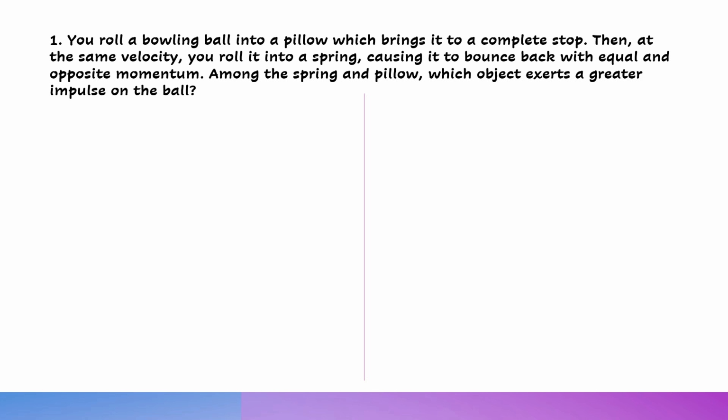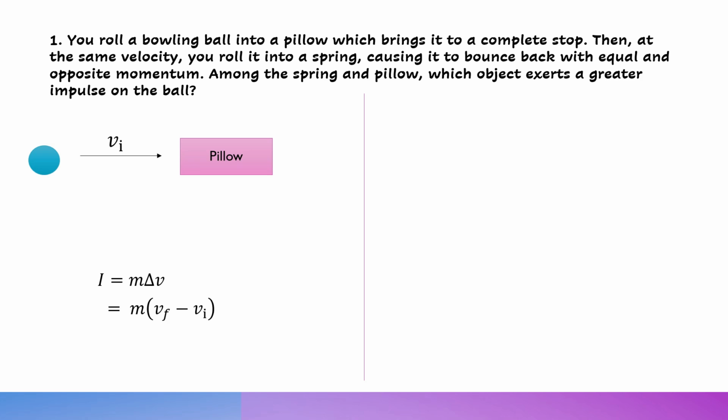So to start off, we're going to make a quick diagram of the situation. We have our pillow and we have our ball that's approaching the pillow with some initial velocity. Next, we're going to use our formula for impulse, particularly m delta v, as a guide to our thinking. So expanding this out, we get impulse is equal to mass times velocity final minus velocity initial.